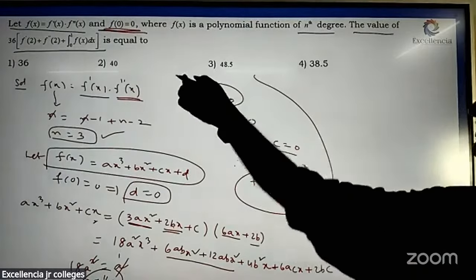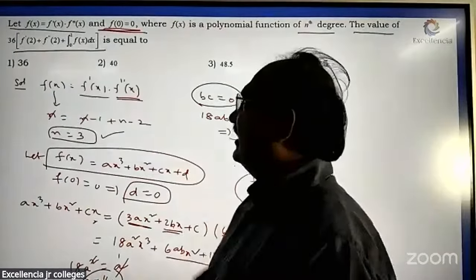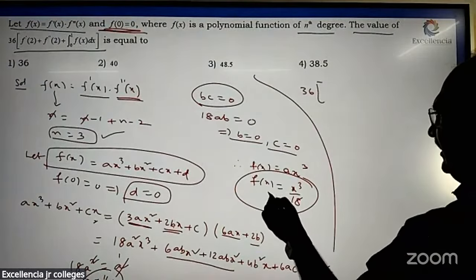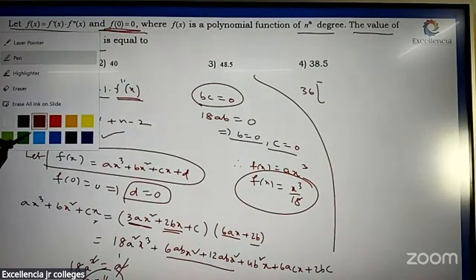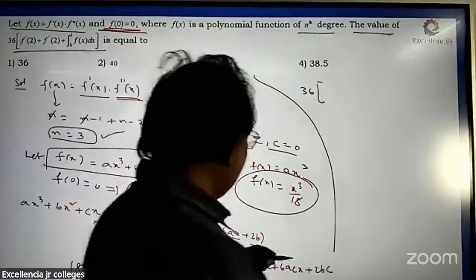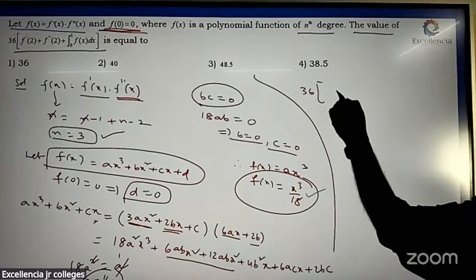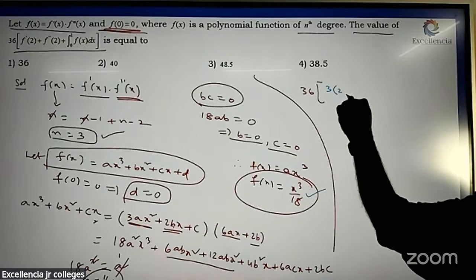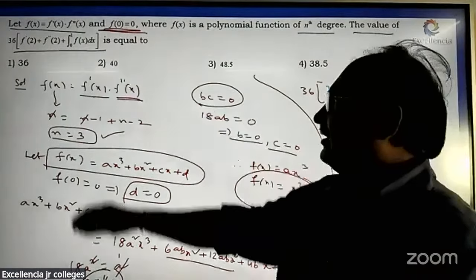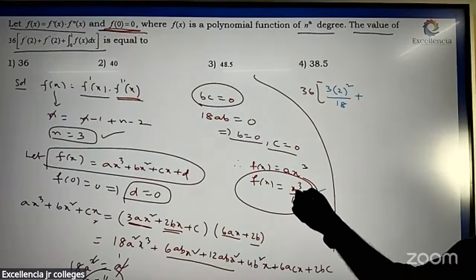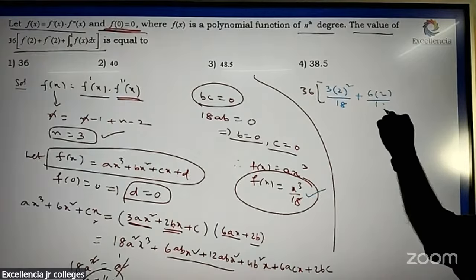Then what is asked here, you can do easily: 36 into what is f dash x? What is f dash x when I am taking f of x is equal to x cube by 18? What is f dash x? 3x square. That is 3 into 2 square by 18 plus what is f double dash of 2? That is nothing but 3x square, derivative 6x. 6 into 2 by 18.